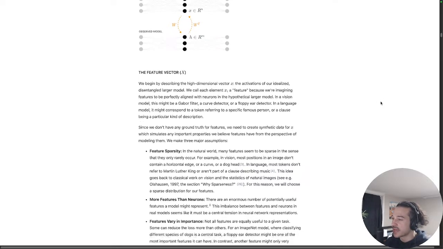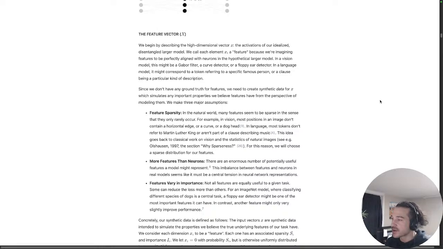Since we don't have any ground truth for features, we need to create synthetic data for x, which simulates any important properties we believe features have from the perspective of modeling them. We make three major assumptions. Feature sparsity. In the natural world, many features seem to be sparse in the sense that they only rarely occur. For example, in vision, most positions in an image don't contain a horizontal edge, or a curve, or a dog head. In language, most tokens don't refer to Martin Luther King, or aren't part of a clause describing music.